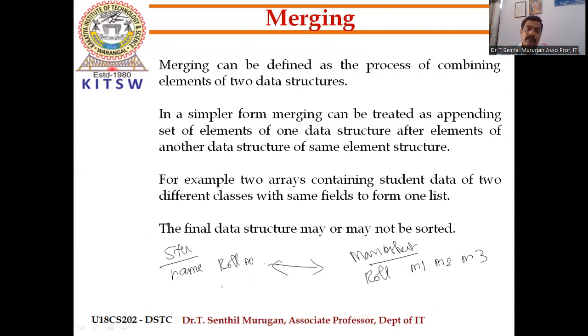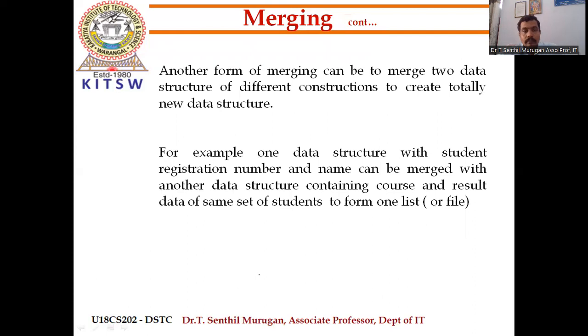How can we merge? The common value is the key value. Here, roll number is common to both, so I am calling it the primary key. Based on this primary key, we can merge the data. Merge means combining two different files.